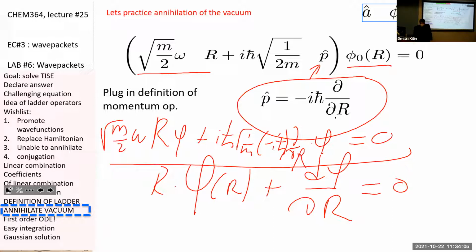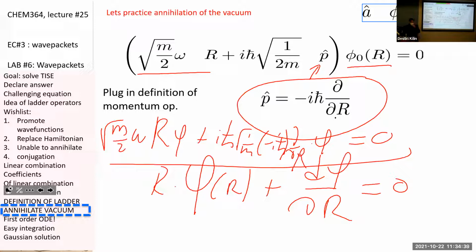You can say that it is not much simpler than the original equation where we had second derivative and second power, right? But it is. After we take care of all these factors and imaginary units here, the equation to solve will be r times phi plus d phi over dr equals 0.